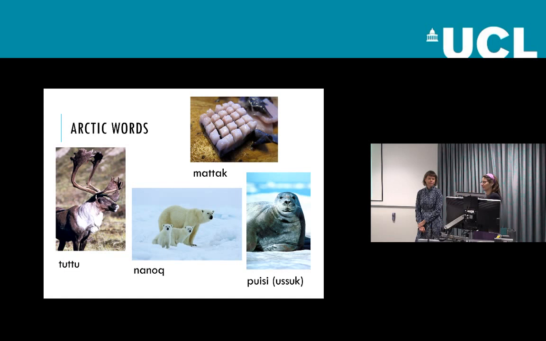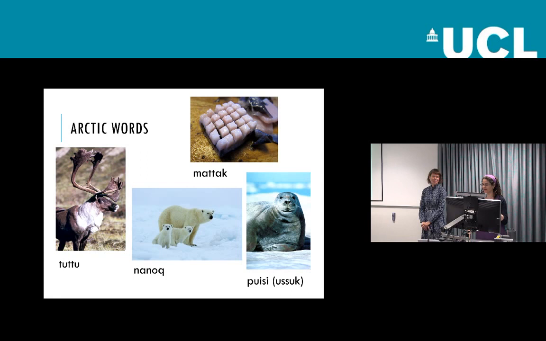And puisi, seal. So this is a puisi, but then there's also usuk, which is the bearded seal. Usuk is the bearded seal, and puisi is the non-bearded seal. There are many other seals. And then you have mattak, which is whale skin. We've mentioned this just because it's a really common, traditional Greenlandic food.